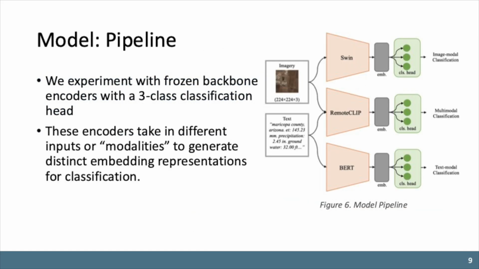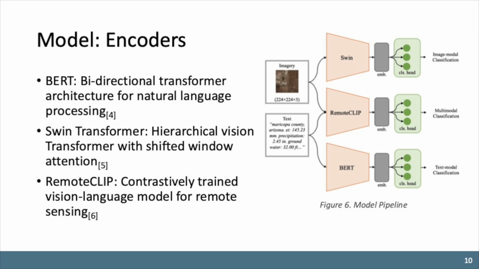For our modeling pipeline, we experiment with frozen backbone encoders with a 3-class classification head. These encoders take in different inputs or modalities to generate distinct embedding representations for classification. So as you can see in our diagram, we utilize 3 different models.